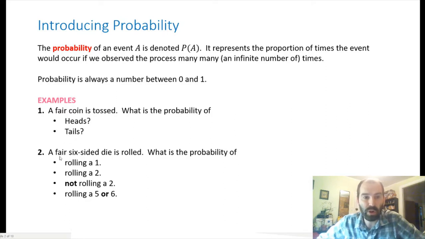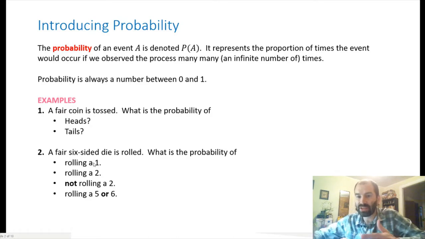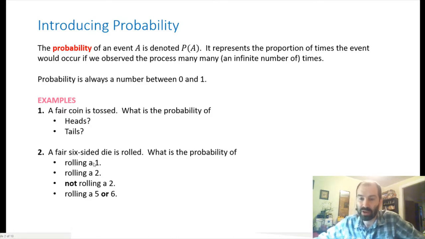Okay, what if we roll a six-sided die, a fair six-sided die? That means each number on the die is just as likely to come up as any number. So I can get any number between 1 and 6. What's the probability that I roll a 1? Well, if there's 6 possible numbers and each one is equally likely, each one must occur 1/6 of the time, right? So the probability of rolling a 1 would be 1/6. Rolling a 2, well, it's just another number. So it also is 1/6. Each number should have probability 1/6 of coming up, regardless of the number. So rolling a 1 is 1/6. Probability of rolling a 2 is 1/6.